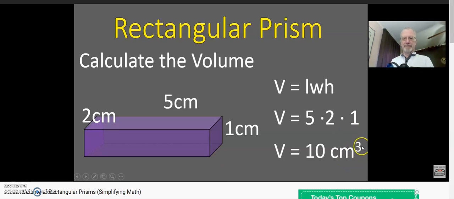All right, it's also easy to remember cubic centimeters if we look at it as centimeter times centimeter times centimeter, and there's going to be a 3 up top. That's a quick way to remember that. But again, if you change the order of the length, width, and height, it would not matter. You're just multiplying the 3 numbers together to get your volume.